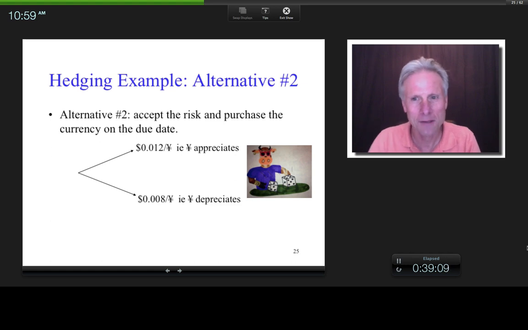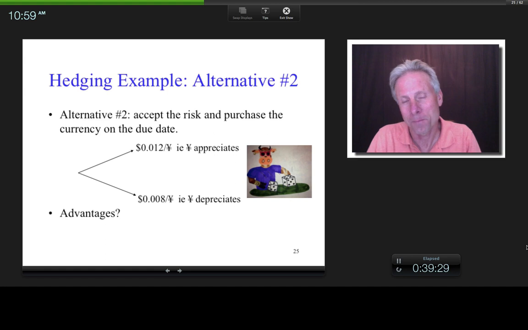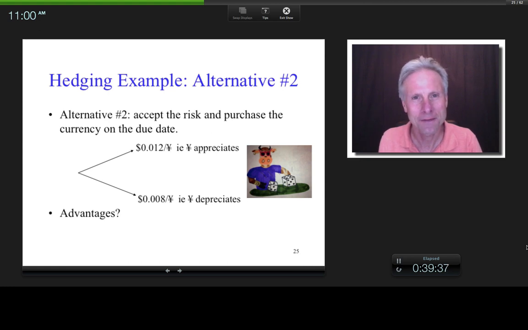So let's put it all together. Okay, alternative number 2. Take on the risk and buy the currency on the due date. Okay, and so what are the advantages relative to alternative number 1? What are the advantages? Well, basically, did we have to come up with any money today if we did this? We didn't, right? You know, taking on the risk, which, by the way, in the context of international finance is called standing naked. Okay, just take the risk.